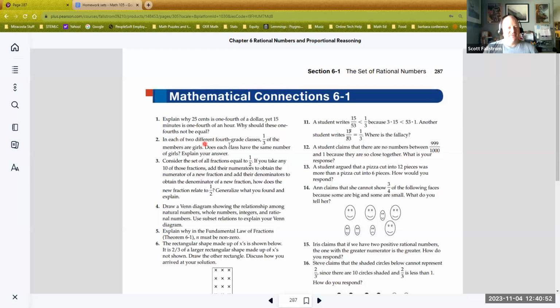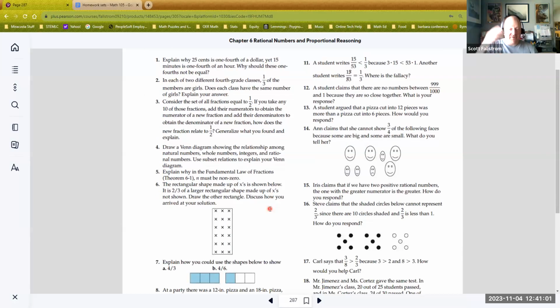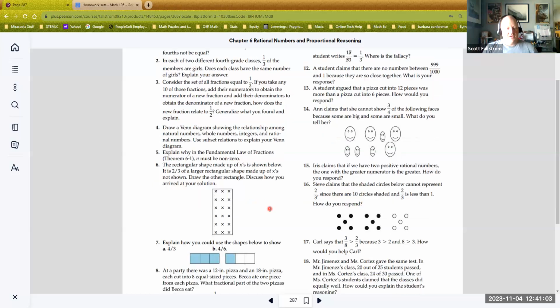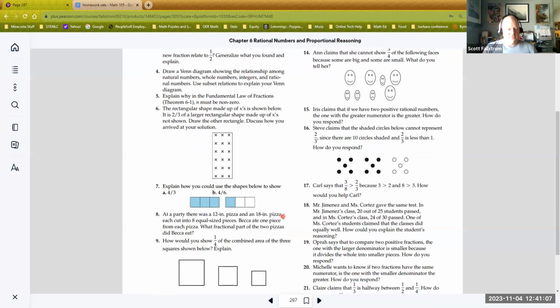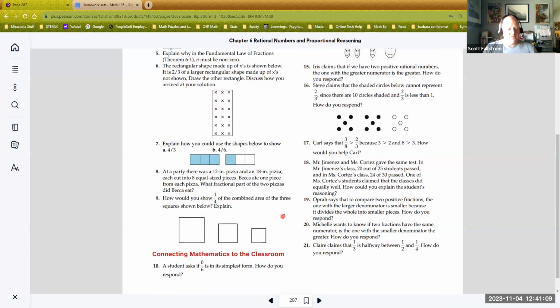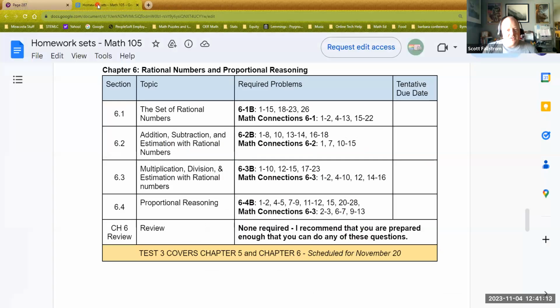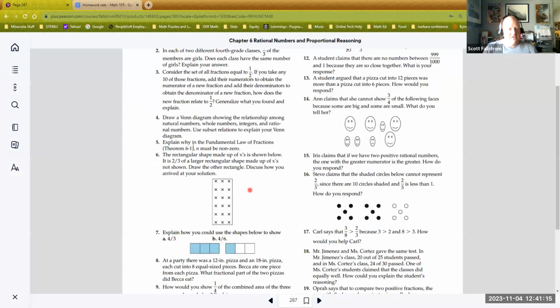So 1 to 2: in two different fourth grade classes, 1/3 of the members are girls. Does each class have to have the same number of girls? What a great question. They each have a third. What's the issue? So there we go. There are some other picture ones that you may or may not want to go ahead and do, but I'm going to jump to my next part, which was 1 to 2, 4 through 13.